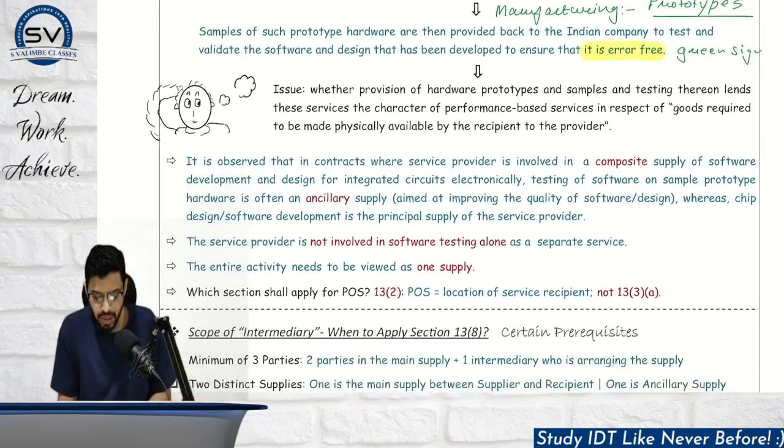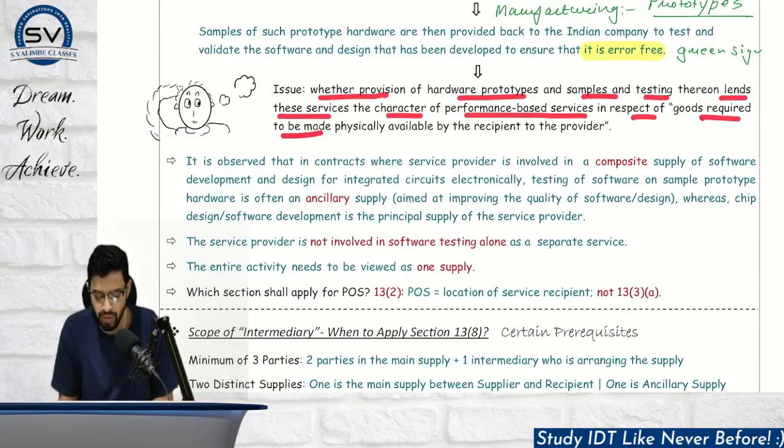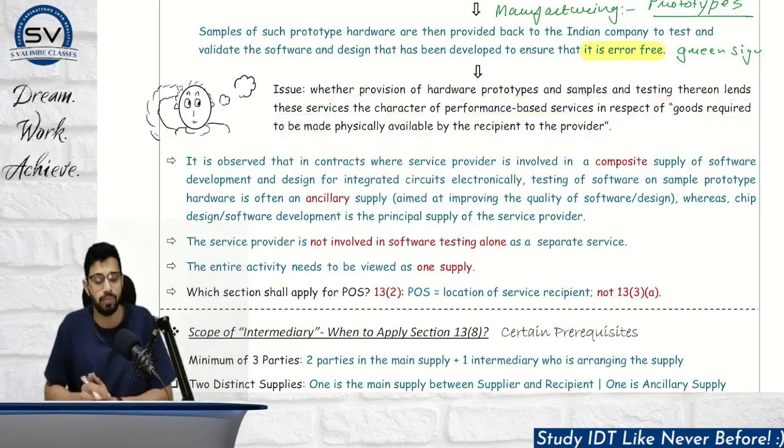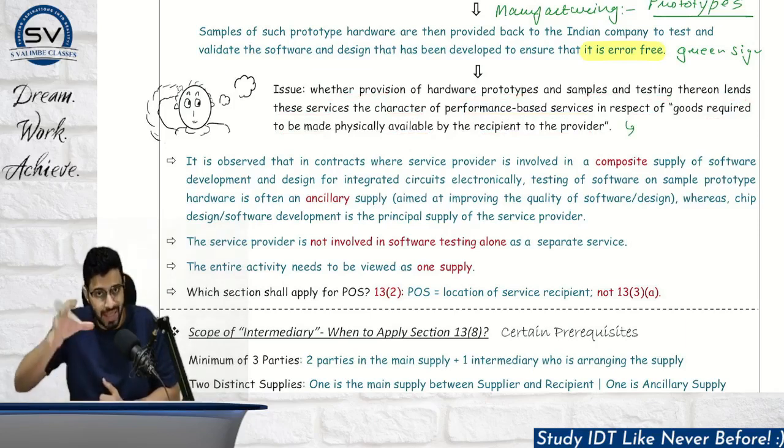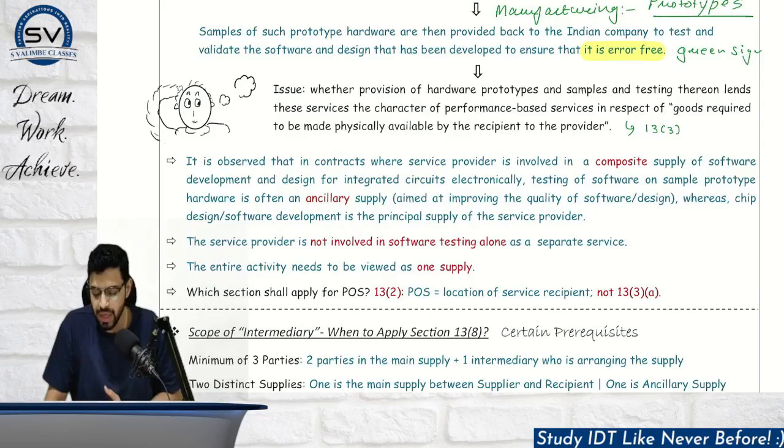Now, the main question comes, this is the issue which arose: whether provision of hardware prototypes and samples and testing thereon lends these services the character of performance-based services in respect of goods required to be made physically available by the recipient to the provider. Basically, when Wipro goes for this testing of the prototypes, do we invoke section 13 subsection 3 that we talked about, performance-based services? Why 13 and why not 12? Because the client is outside India. Okay, so do we invoke section 13 subsection 3?